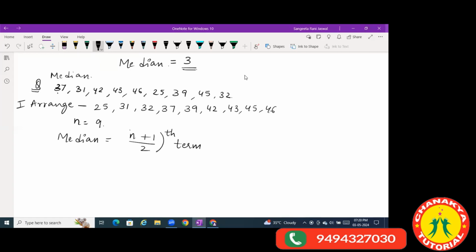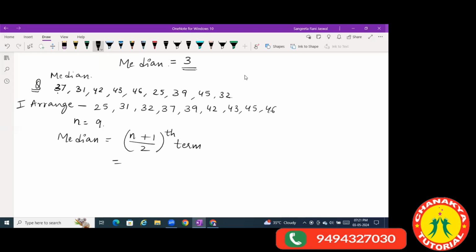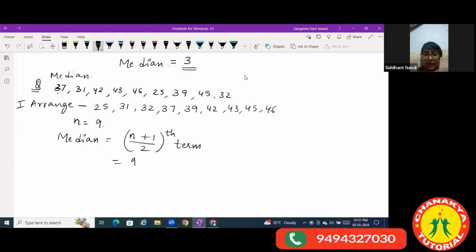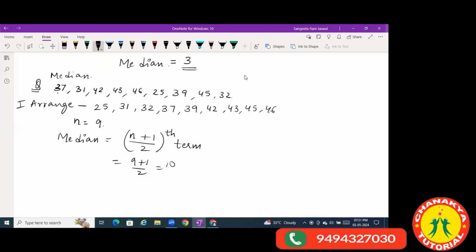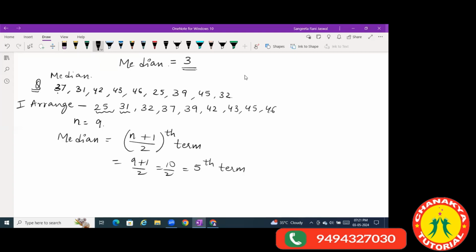This is a very important thing because normally children mistake it. They think that whatever number comes here is the answer, but actually that is not the answer. The number at that term is the answer. So n is 9, then 9 plus 1 by 2 is 10 by 2, that is 5. Fifth term is which one? This is the first term, second, third, fourth, and here the fifth term. 39 is the fifth term here. So your median will be 39.